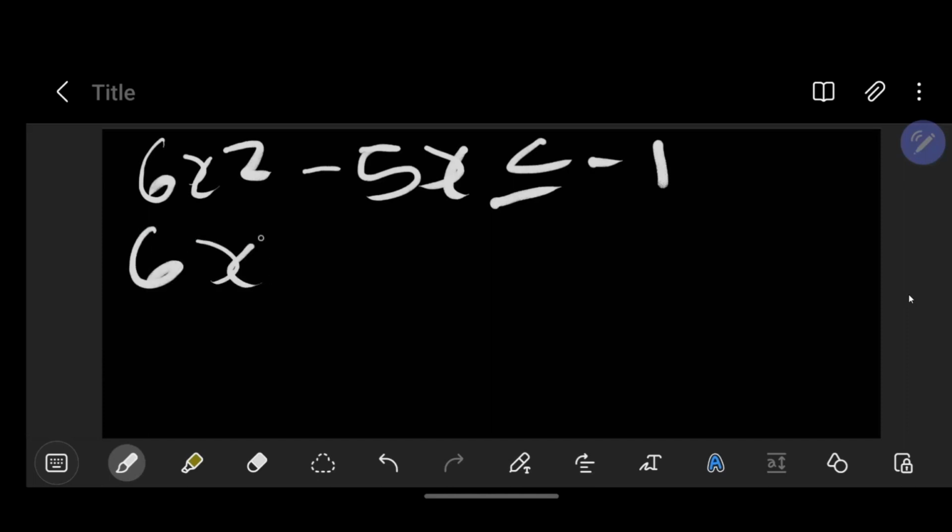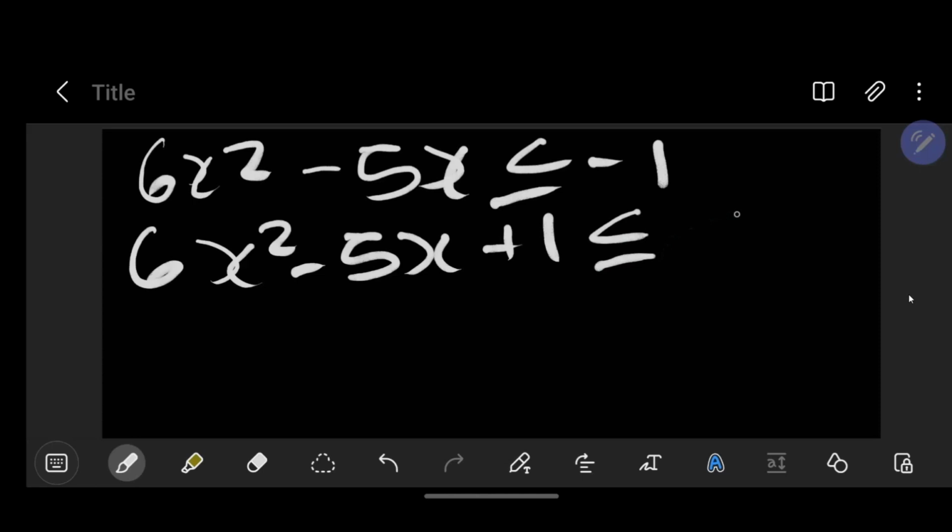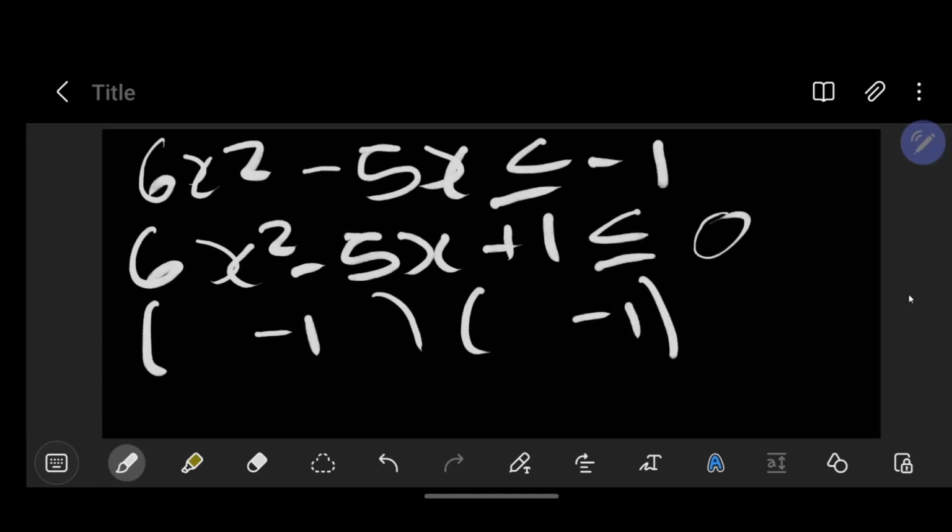So we have 6x squared minus 5x plus 1 is less than or equal to 0. Let's factorize this equation. We need to get to the positive 1. In order to do that, we factorize minus 1, and we will have also minus 1. We need to get to the 5x and also to 6. So we'll have 2x and 3x, right?